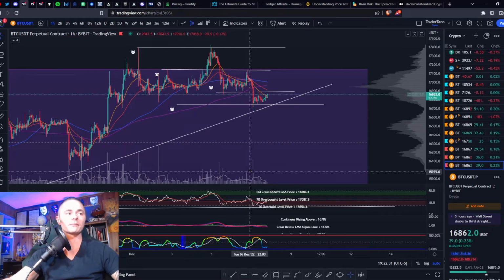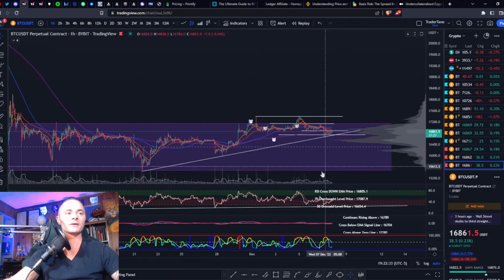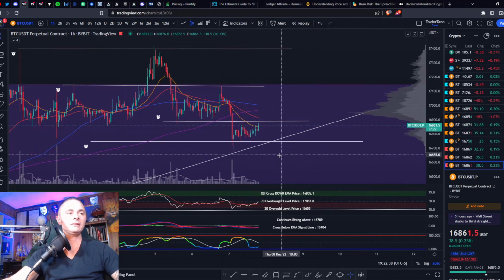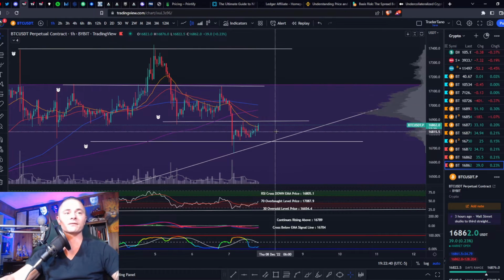This trend line is very important. It's got 3 touches right now. It's very, very important. So there's the bullish and bearish scenario for Bitcoin.